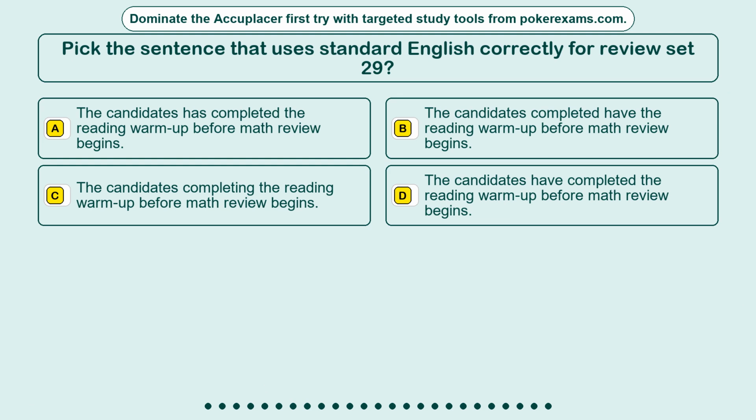Question 20. Pick the sentence that uses standard English correctly for review set 29. Option A. The candidates has completed the reading warm-up before math review begins. Option B. The candidates completed have the reading warm-up before math review begins. Option C. The candidates completing the reading warm-up before math review begins. Option D. The candidates have completed the reading warm-up before math review begins.